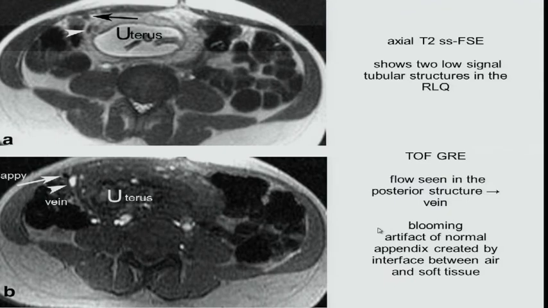Okay, so we've got several things here that are a candidate for the appendix. So we look down here, and we do the same thing. We do the 2D time of flight, and one of them lights up, and one of them doesn't. So what does that tell you? Good.